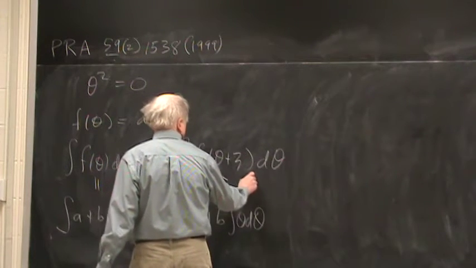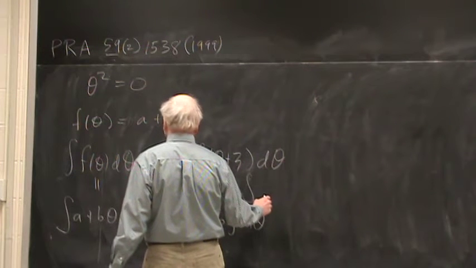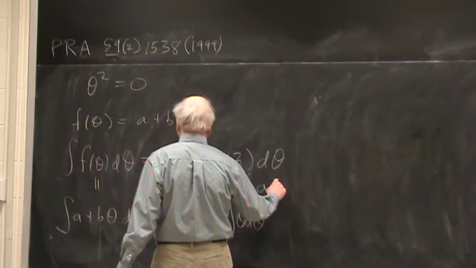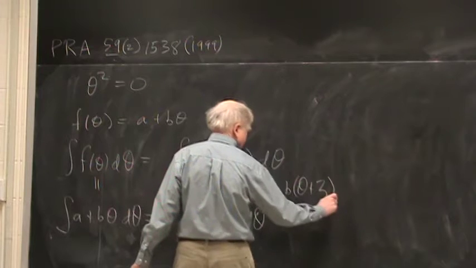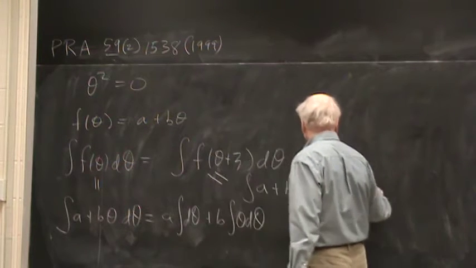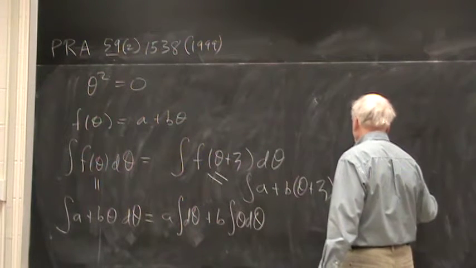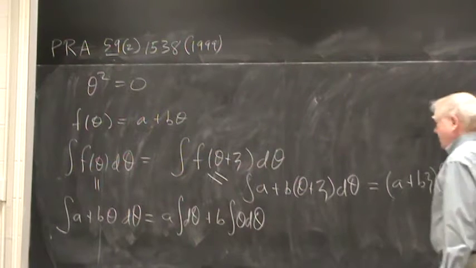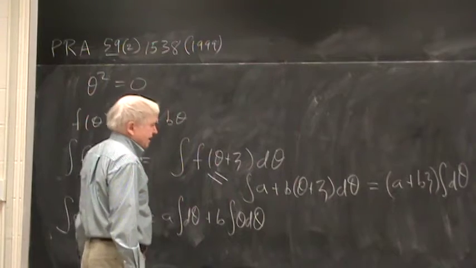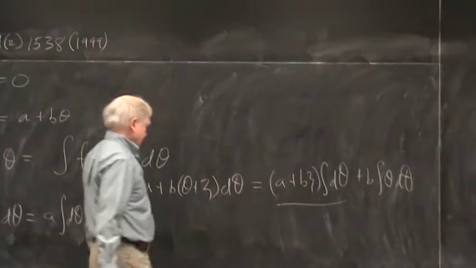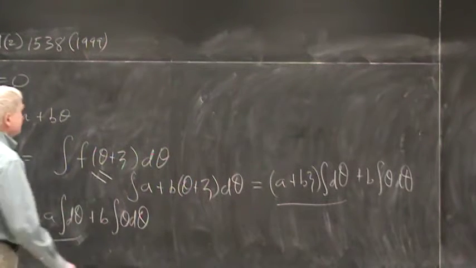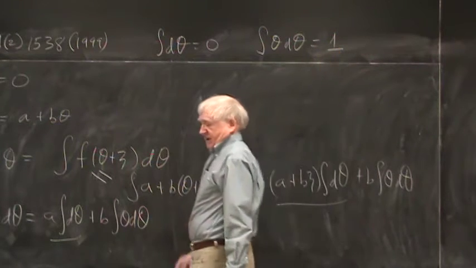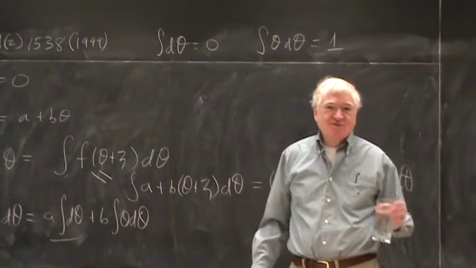And on the other hand, this one is the integral of, let me write it down completely, a plus b theta plus zeta d theta. And so this is then a plus b zeta integral d theta plus b integral theta d theta. And if these two are going to be the same, then what you want is you want this term, which is different from this term, to vanish. And so you adopt the rules. Integral d theta is zero. Integral theta d theta is something. As in path integral land, you might as well take it to be one.